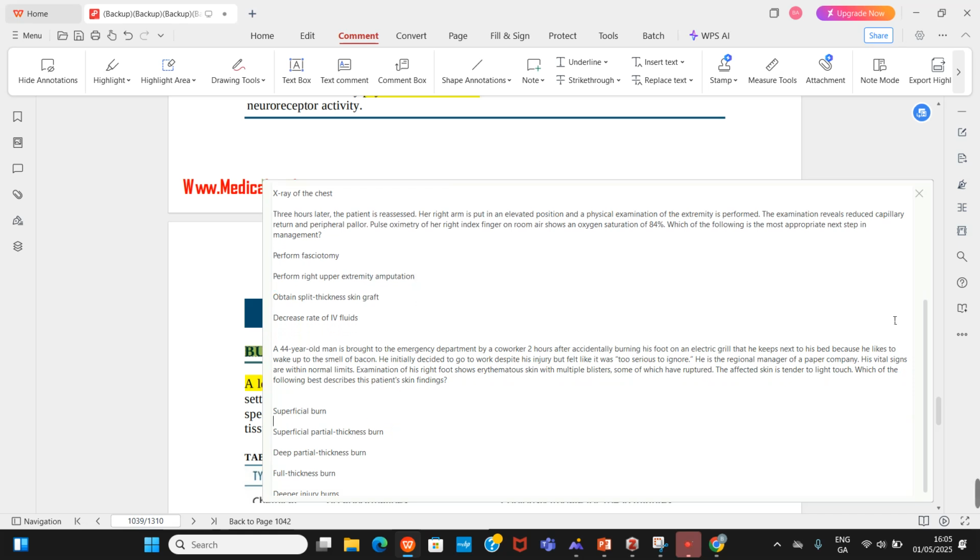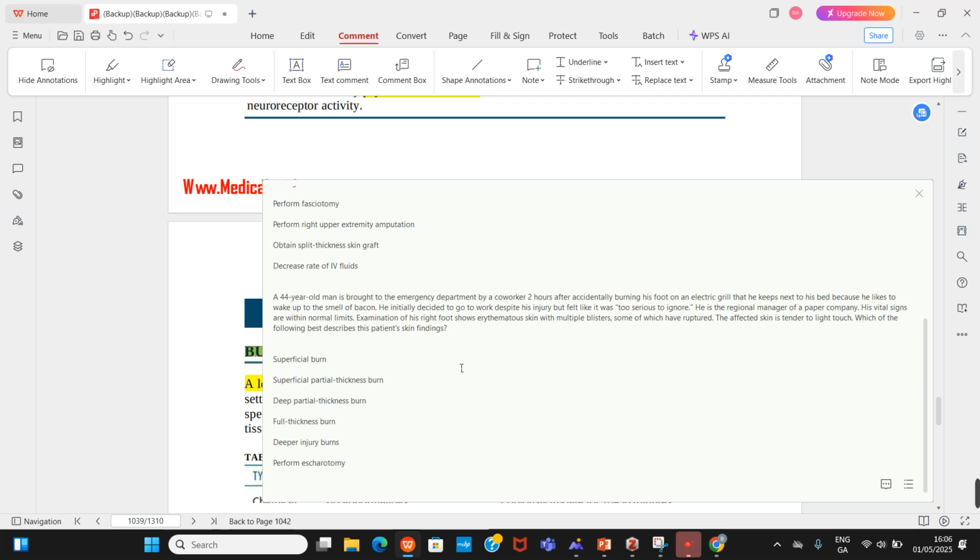Okay, so a 44-year-old man is brought to the emergency department by a co-worker 2 hours after accidentally burning his foot on an electric grill that he keeps next to his bed because he likes to wake up to the smell of bacon. He initially decided to go to work despite his injury, but felt like it was too serious to ignore. He's the regional manager of a paper company. His vital signs are within normal limits.